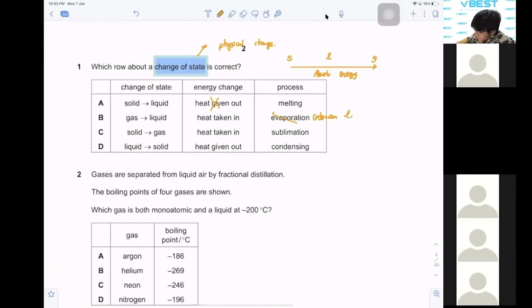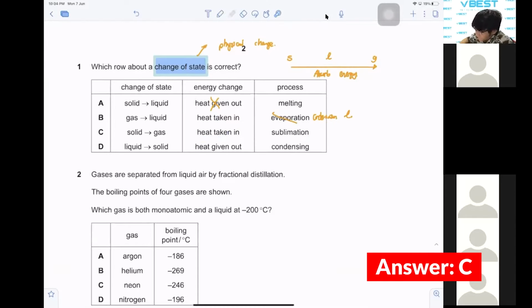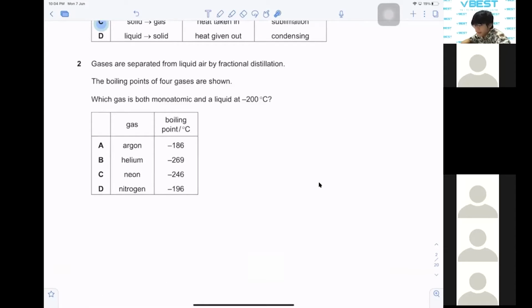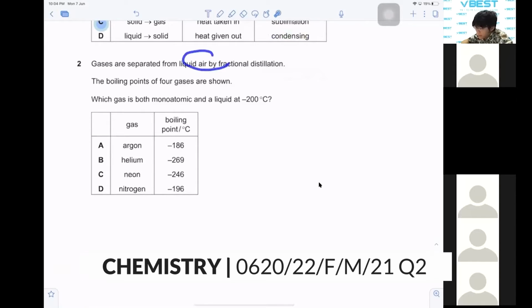Okay, solid to gas. Heat taken in. Yes, correct. Sublimation. Okay, so the answer is C. Gases are separated from liquid air by fractional distillation. Guys, look at fractional distillation.